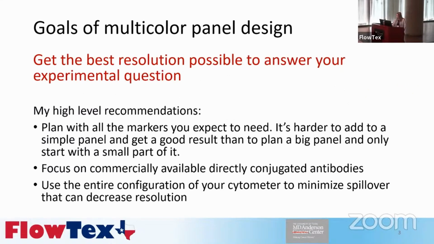So your goal here is to get the best resolution you can. I would always tell you, if you think you're going to run a big panel and you want to start smaller, you should plan with all the markers you think you're going to need. It's much harder to start with an 8-color panel and make that a 16-color panel than it is to plan a 16-color panel and run half of it, right? You should always focus on commercially available antibodies, because if you start going off into non-commercially available antibodies, your experiments suddenly multiply in orders of magnitude as far as the size of them. And always use the entire configuration of your instrument. Use all the lasers and spread out your panel as much as possible across the emission spectrums for your detectors.